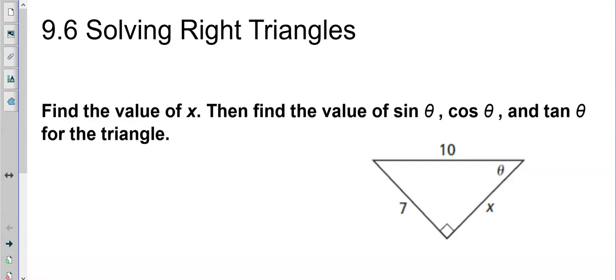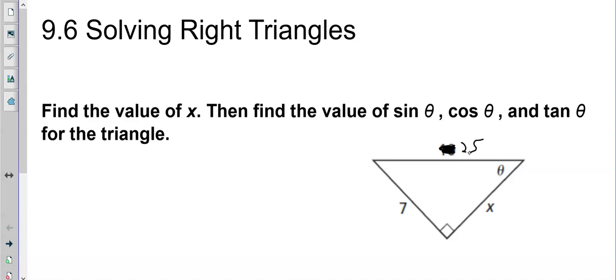All right, so 9.6, solving right triangles. Before we do that, I want to change this number right here to 25, for easy math. It's going to make your life easier. Okay, so it says find the value of x. So let's just worry about that first.